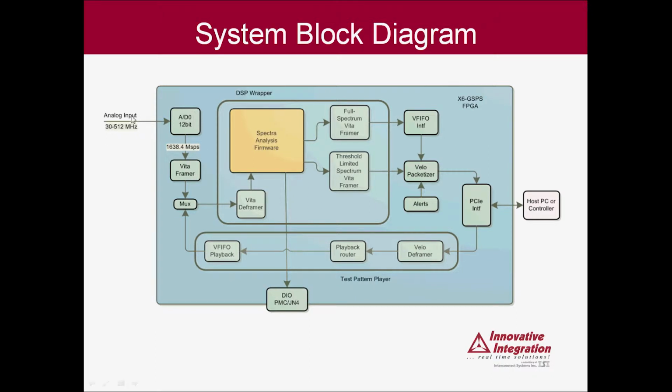An analog input from 30 to 512 MHz is assumed for this implementation, and 12-bit digitization is provided by the onboard A-to-D converters. In this implementation, a sample rate of 1.6 gigasamples per second is selected. Data is packetized and routed to the spectral analysis firmware. Output data is repacketized and rerouted to the PCIe bus interface module, which then transmits the data to the host PC.